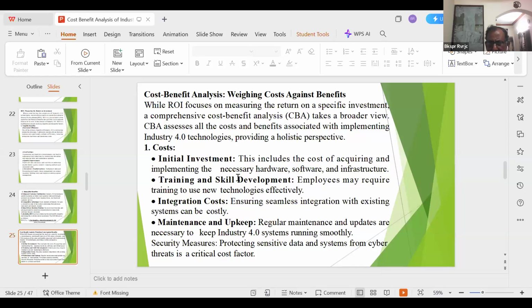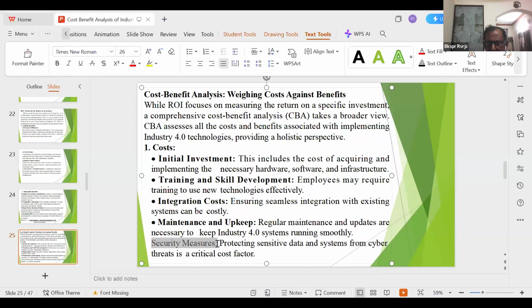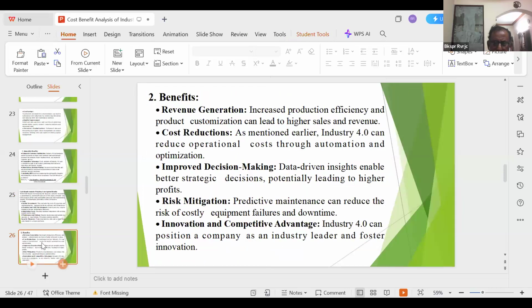Security measures is the fifth point. Protecting sensitive data and systems from cyber threats is a crucial cost factor. The second part is the benefits. There are five benefits associated with the cost benefit analysis.